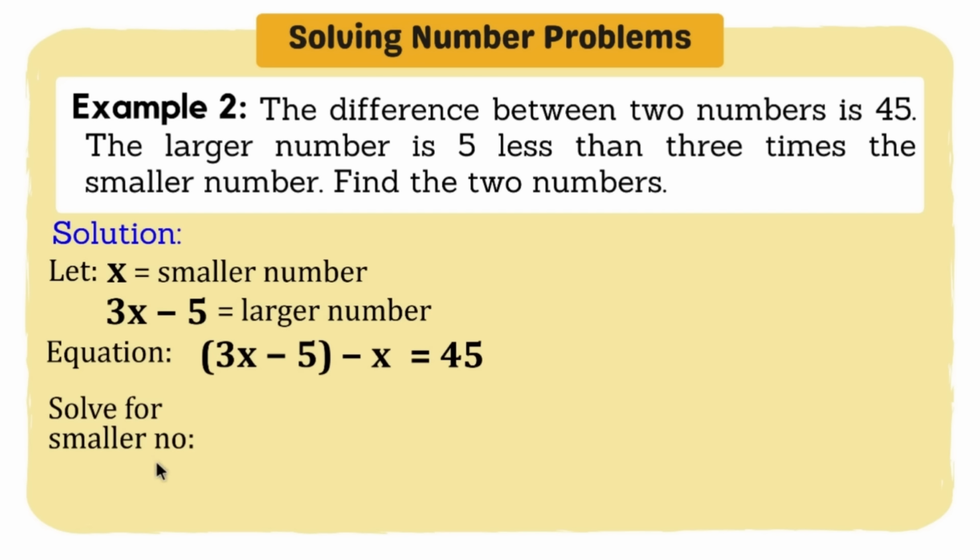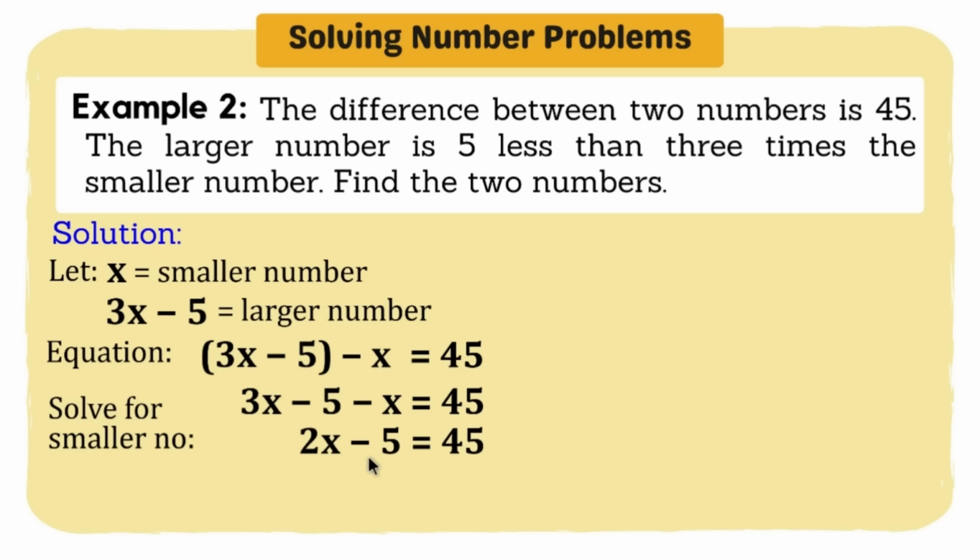Okay, now let us solve by simplifying the equation. So, solve for the smaller number muna. So, unahin natin ito. Pwede nating tanggalin yung parenthesis. Magiging 3x minus 5 minus x is equal to 45. We can now simplify by combining similar terms. 3x minus x pwede. We can subtract 3x by x. Magiging 2x na po siya. So, 2x minus 5 is now equal to 45.